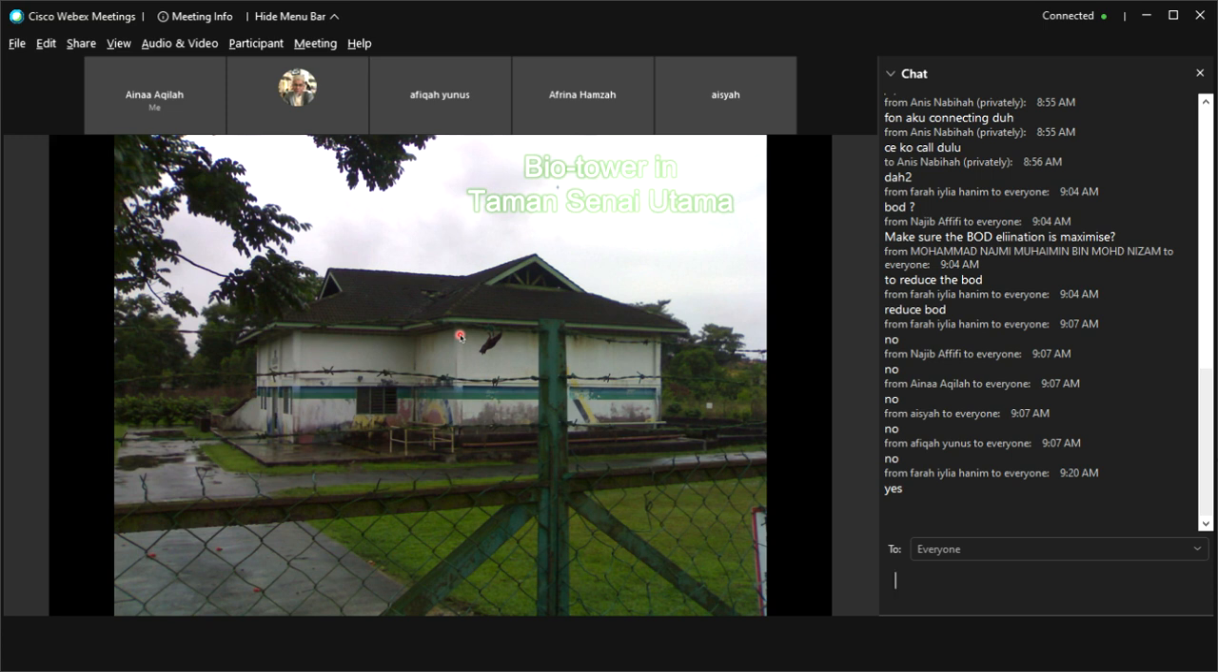Okay, this is actually one of the bio towers in Senai Utama in Johor Bahru area. Can you see any bio tower here? It looks like a poorly designed house. A big bungalow, unfortunately with a very limited number of windows. Because this is not a house or a bungalow. Actually, inside this building is the bio tower.